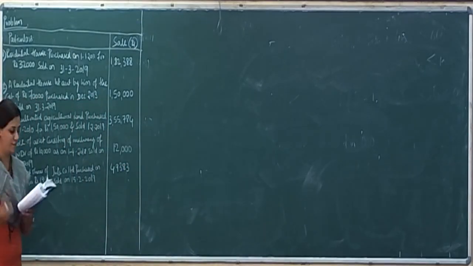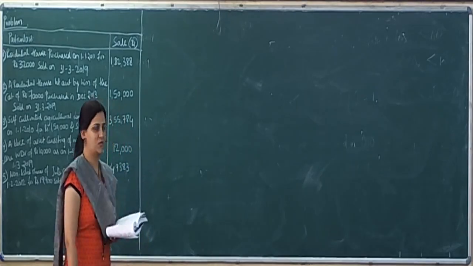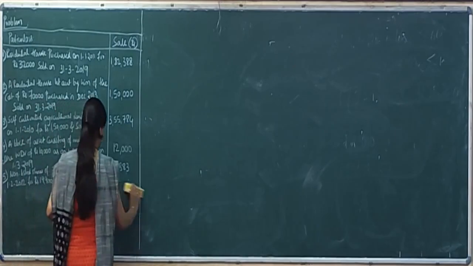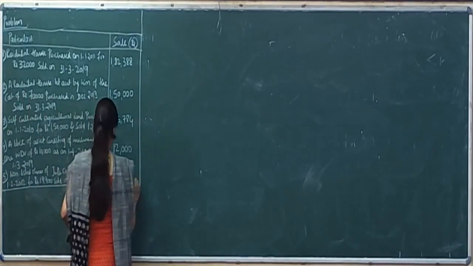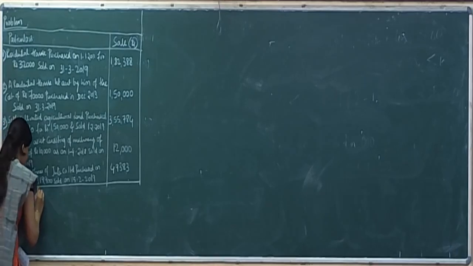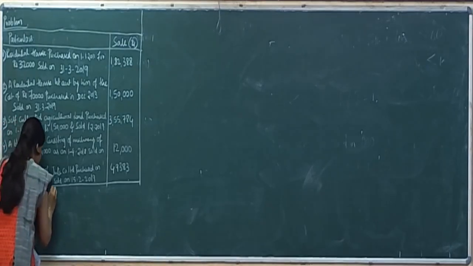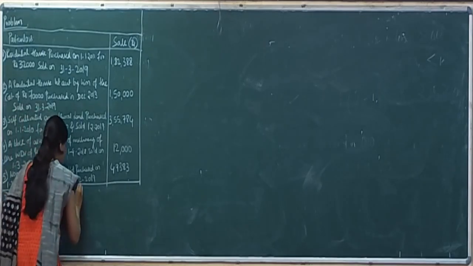These are the various dates that are given. Further information they have given: during the year, Mr. Kishan purchased a new residential house for rupees 40,000.